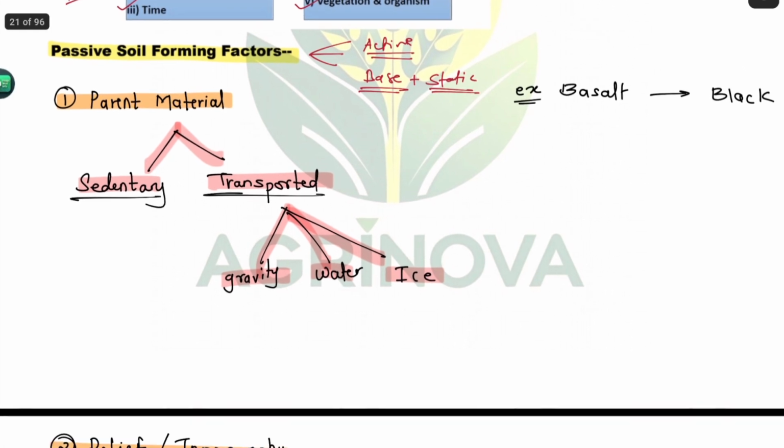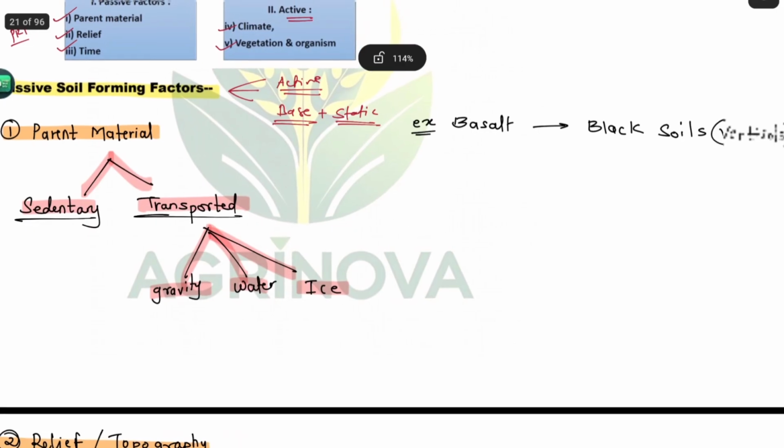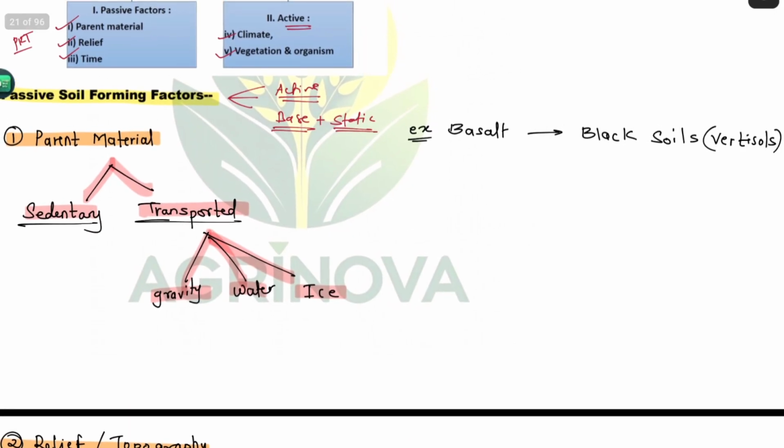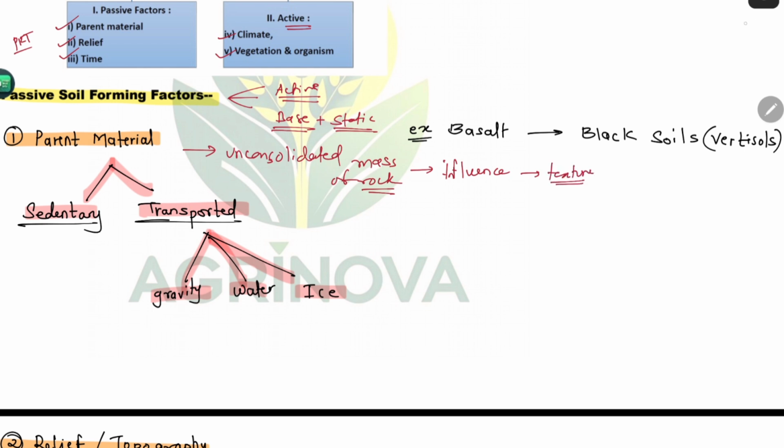So let's see about parent material. We have seen in the last lecture what we mean by parent material. It is the unconsolidated mass of rock which helps in soil formation. So basically it influences soil texture, and soil texture controls the downward movement of water.